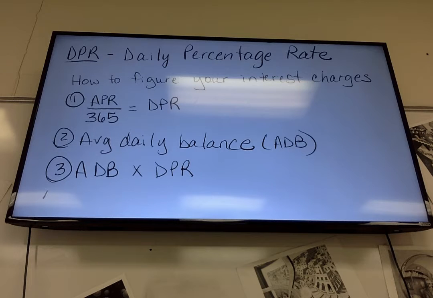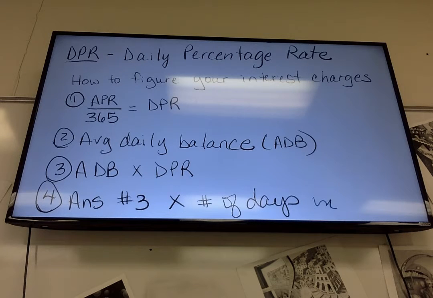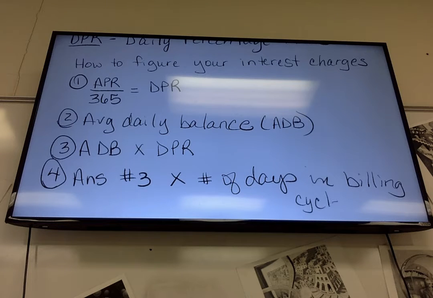And the last step is you're going to take whatever answer you get from number 3, that average daily balance times the daily percentage rate, and you're going to times it by the number of days in your billing cycle. So that's why when we look at our credit card statements, your October bill, even though maybe you have the same balance, which is doubtful, is probably a little bit more than your September bill. That's because there's 31 days in October and only 30 in September. So they're going to squeeze every penny out of you.